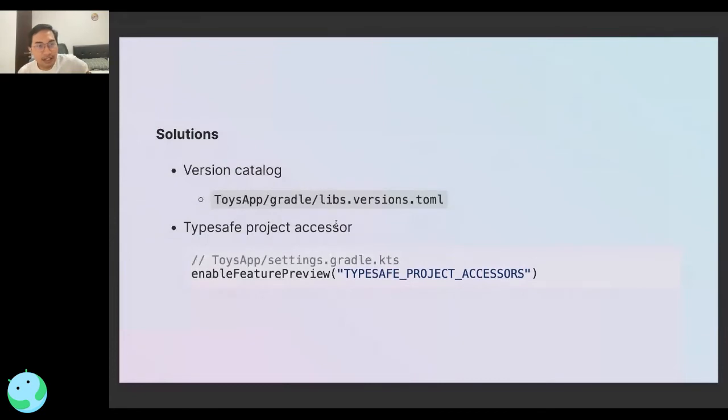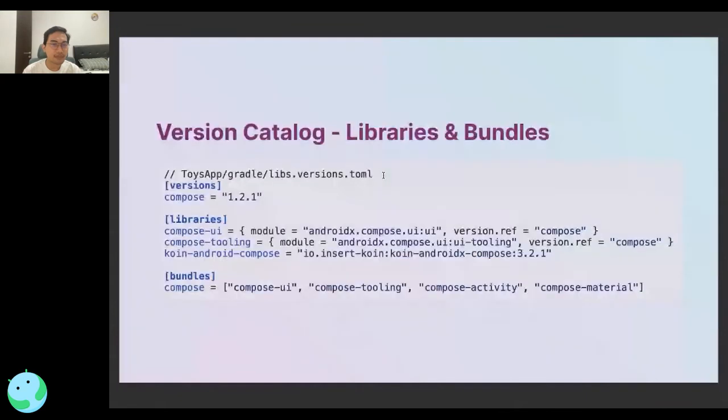We can use Gradle version catalog for managing dependencies across modules. We can do so by adding a libs.versions.toml file to the Gradle folder. If we want modules in our project to be accessible to other modules, we can use a feature called type-safe project accessors. To enable it, add this code in the settings.gradle.kts. So this is an example of a version catalog's toml file, where we have version sections, library sections, and bundle sections.